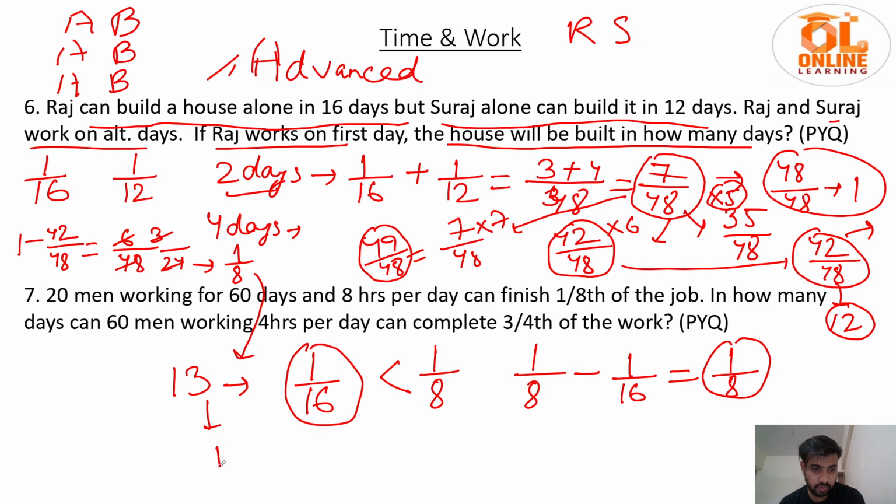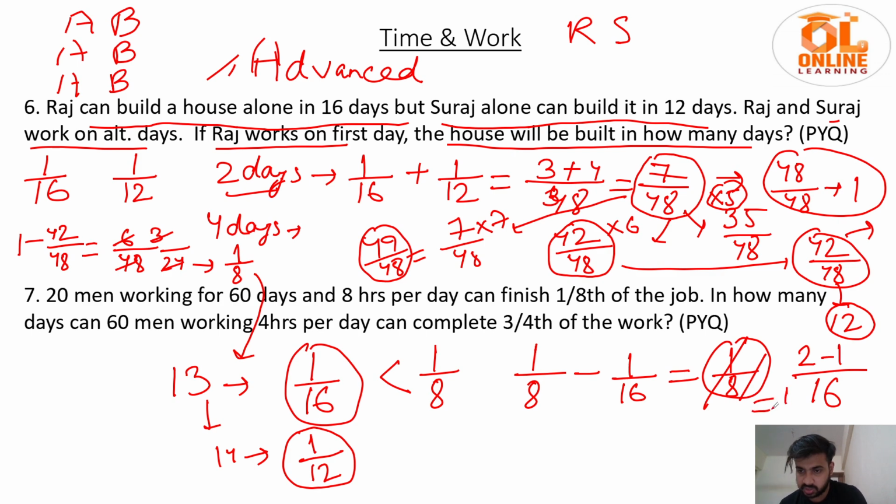Okay. Now on the 14th day, who will come? Suraj will come. And Suraj does 1 by 12 work in one day. So 1 by 8 work is still left. But this will be not 1 by 8, this will be 1 by 16. 16 will be the LCM, 1 by 8 minus 1 by 16. So 1 by 16 will still be left.